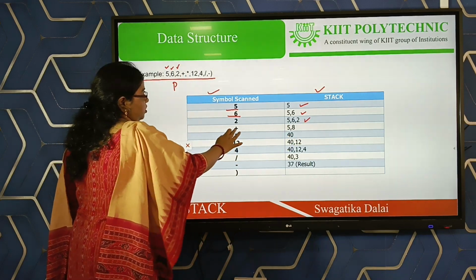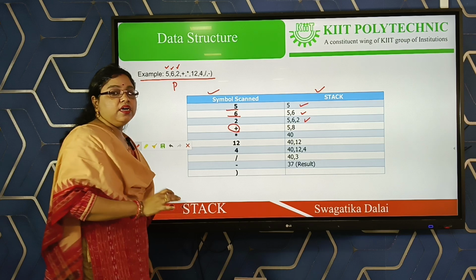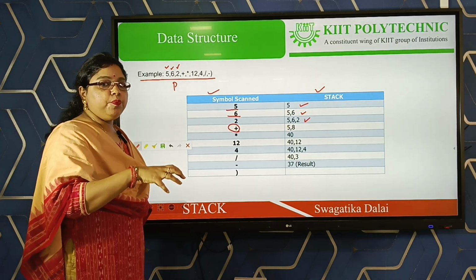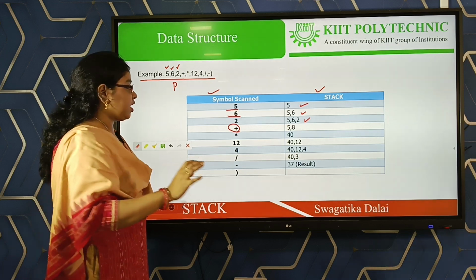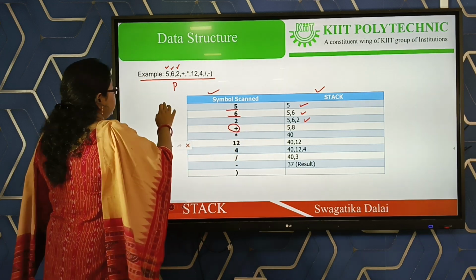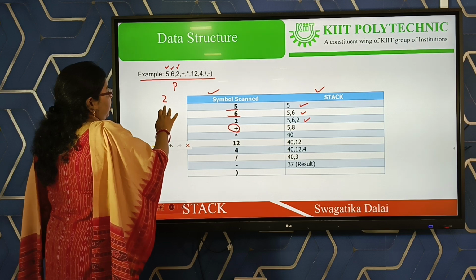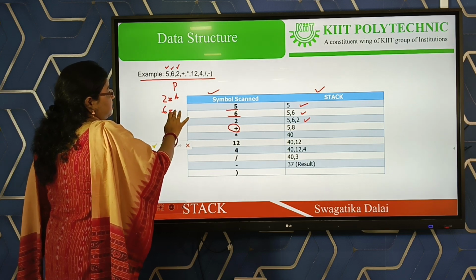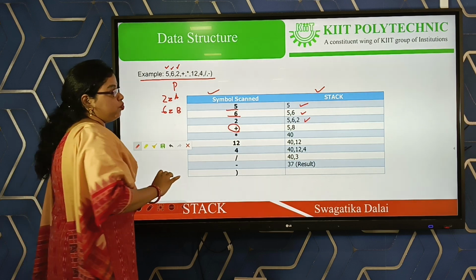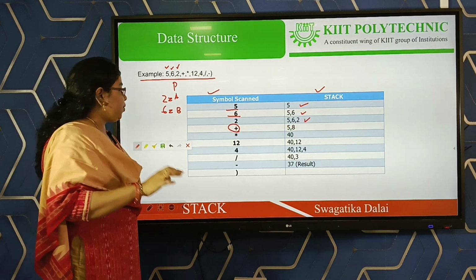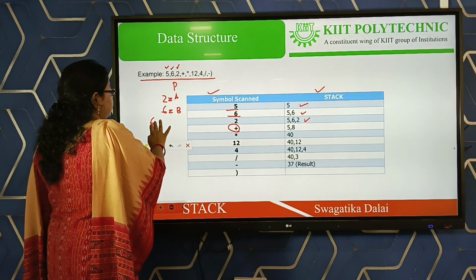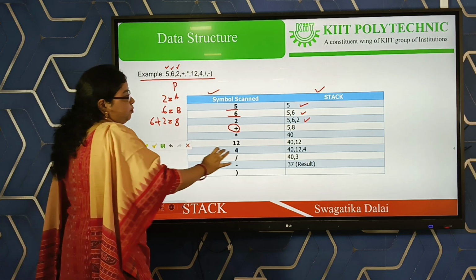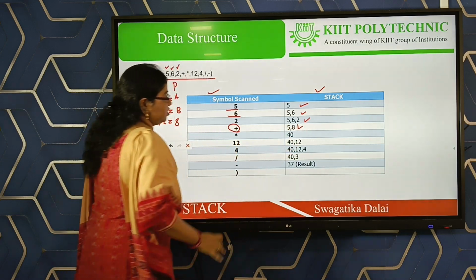Next comes plus, which is an operator. Whenever an operator comes, we have to pop two elements from the stack. The two elements are 2 and 6. So A equals 2 and B equals 6. We have to perform B operator A, that means 6 plus 2. The result is 8. We put 8 on the stack.